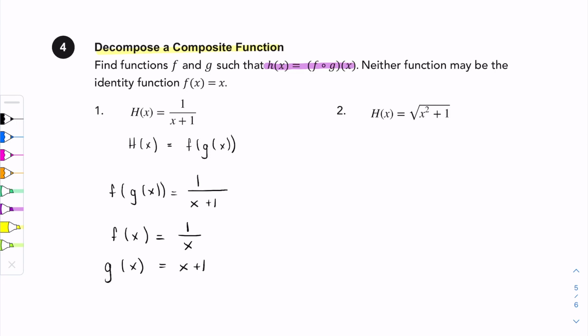That means when you substitute g of x into the function, so when you substitute x plus 1 into the function, you're substituting it in for x, and you're replacing that denominator. This right here could be the potential decomposition of functions. Now there can be more than one answer, but I would advise you to always go with the simplest answer you can think of.